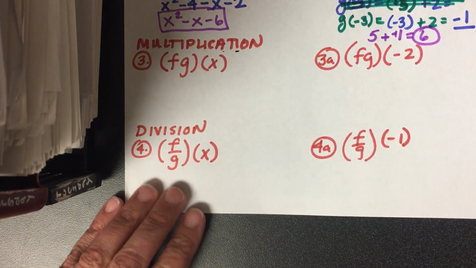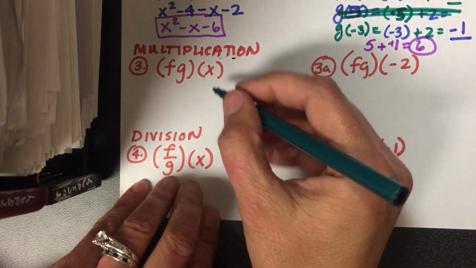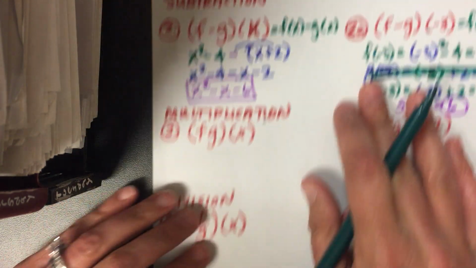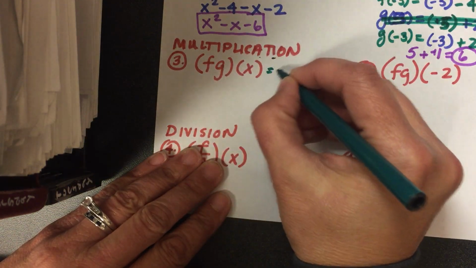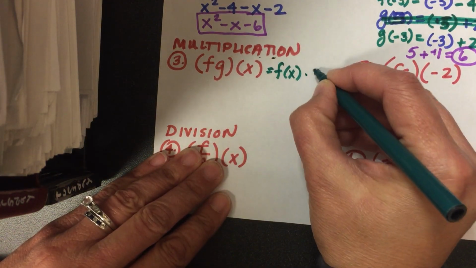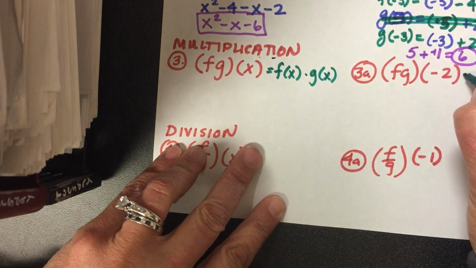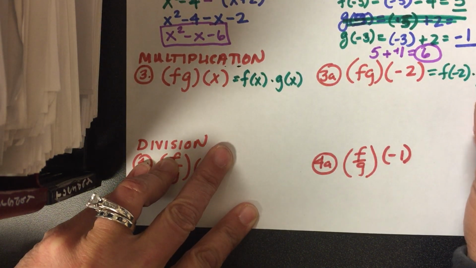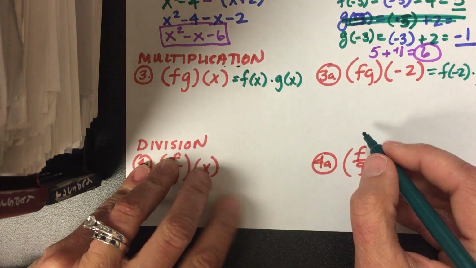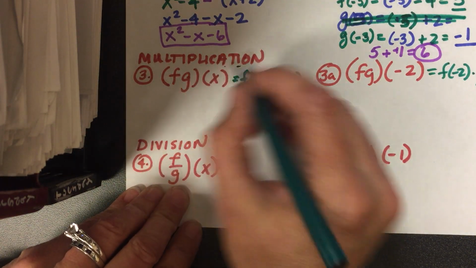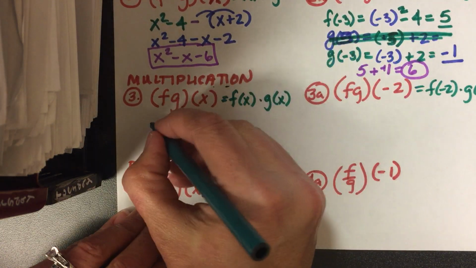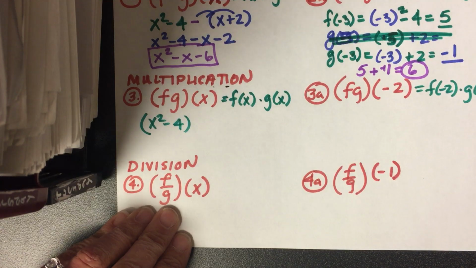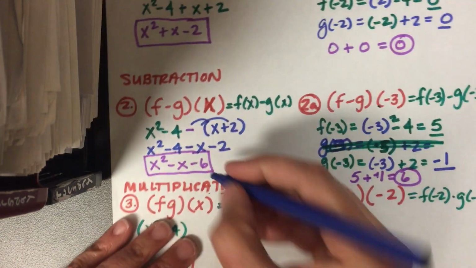Now we're going to do multiplication. And so multiplication, this is f times g. So again, f is x squared minus 4. So this is the same thing as f of x times g of x, whereas this would also be f of -2 times g of -2. So let's do this one first. F of x is x squared minus 4, so this is going to be x squared minus 4. That's f of x. Times g of x, which is x plus 2.